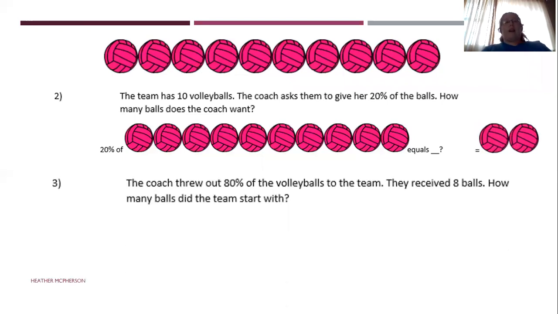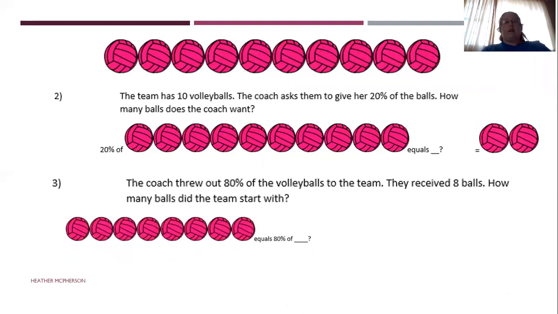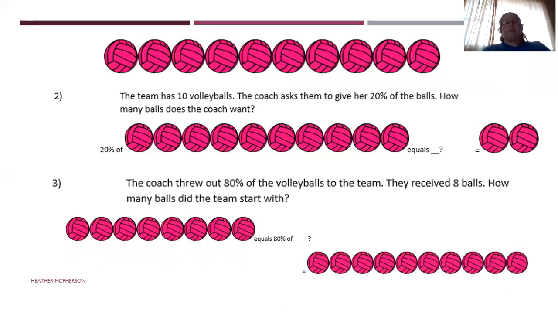Now, the coach threw out 80% of the volleyballs to the team. They received 8 balls. How many balls did the team start with? So, 8 equals 80% of what? The answer is going to be 10. 8 balls equals 80% of 10 balls.